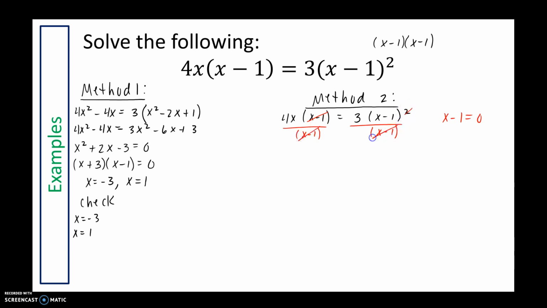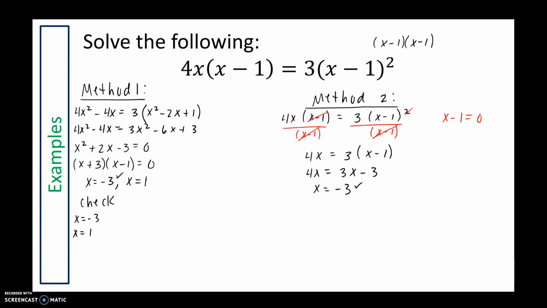Okay, so these cancel. I have squared divided by x minus 1. So what am I left with? 4x equals 3 times quantity x minus 1. So I'm going to distribute that 3. Now, notice it's no longer a quadratic, so I just have to get x on one side, number on the other. So here I get x is equal to -3. That checks out with the other answer that I got.